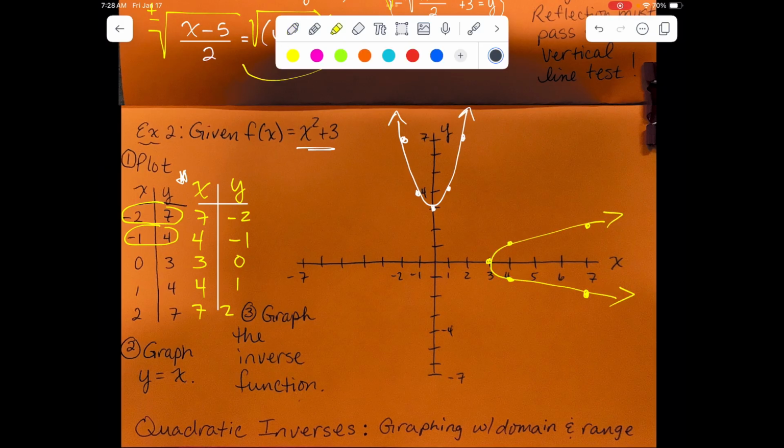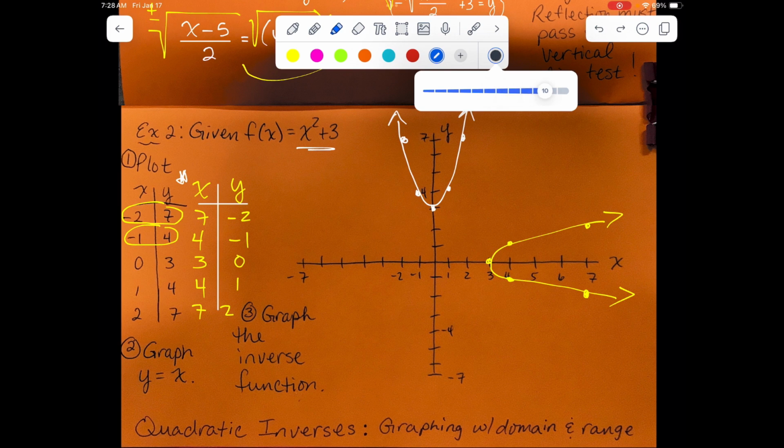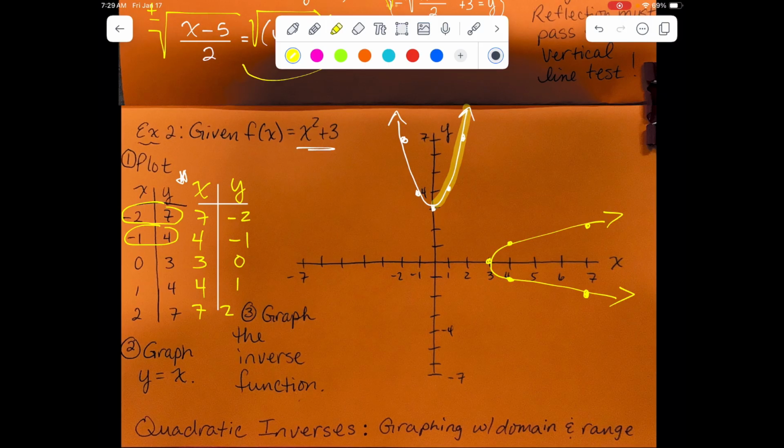But here's the problem. If I were to draw vertical lines, like if I drew a vertical line right here through this, you will see that it touches the graph twice, which means this is not a function. So what we want to do is restrict part of the original graph. And so I only want to look at the right side right here.